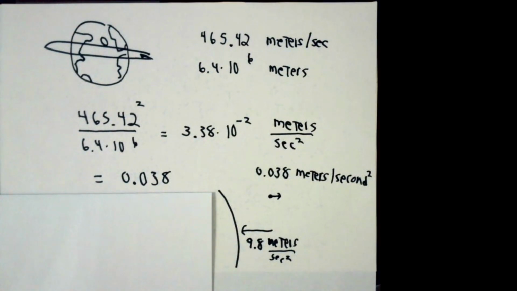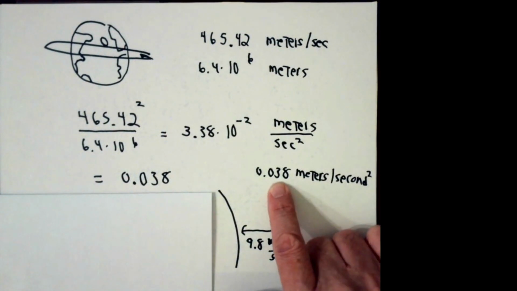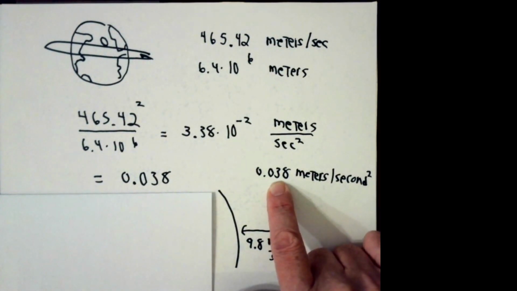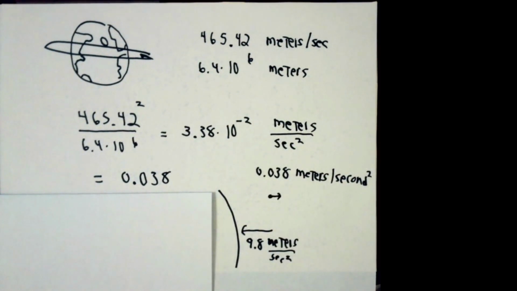We can now answer the question, why doesn't water and other things get flung off into space if they're moving at over 1,000 miles per hour at the equator? The answer is the acceleration due to gravity is 9.8 meters per second squared, and this tendency to get flung out into space corresponds to an acceleration of 0.038 meters per second squared. Since 9.8 is much bigger than 0.038, the question has been satisfactorily answered.